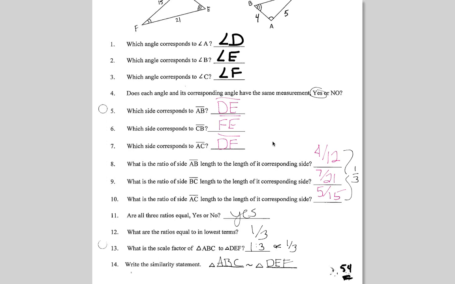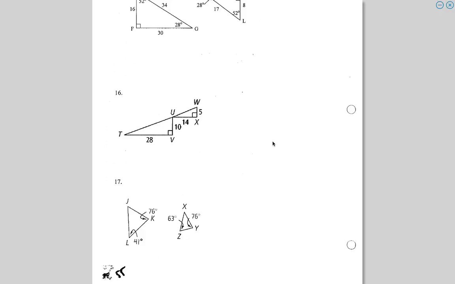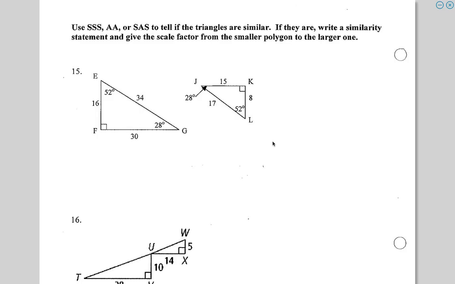Any questions on that page? No, I'm good. Okay. All right, so this comes from 4.3.